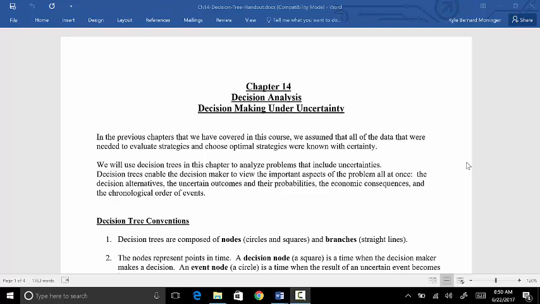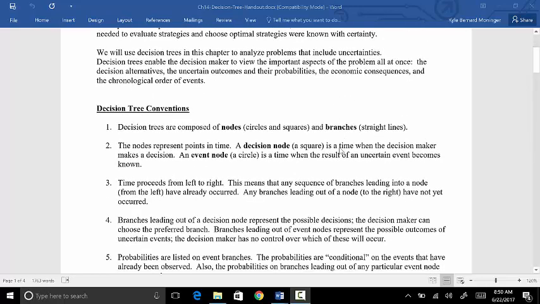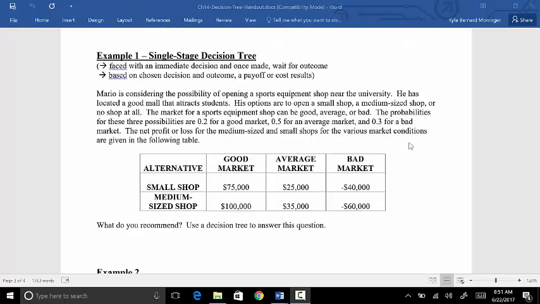We'll now be in Chapter 14, Decision Analysis. Read through the handout in detail through Example 1. We'll go through Example 1 together and hopefully make more sense of the topics from above. So Chapter 14, we're going to be making decision trees to help us make a decision.